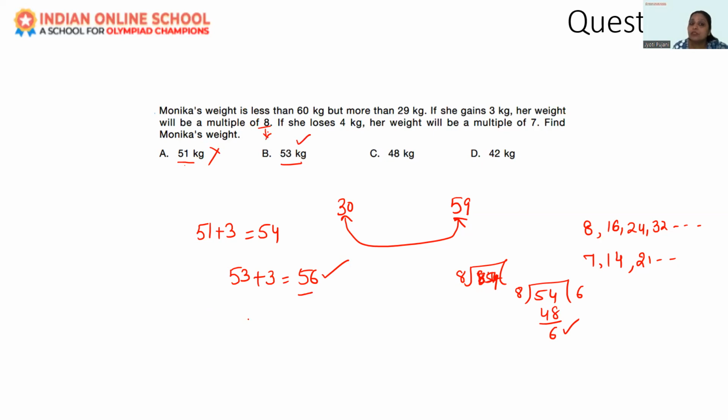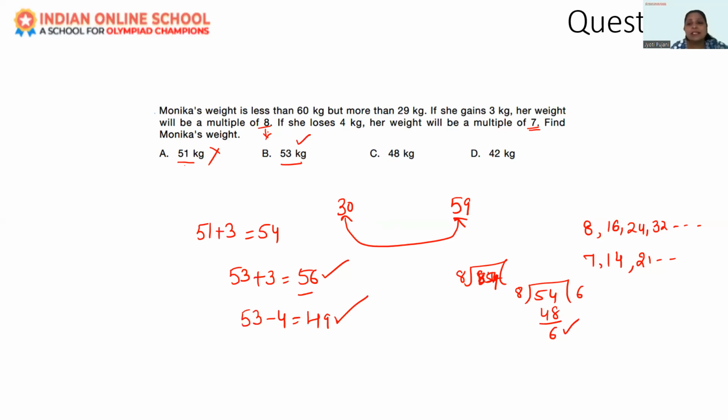Second, if she loses 4 kg, so 53 minus 4, it will become 49 kg. So 49 is also a multiple of 7. So it means it satisfies your second condition too. It means that's our answer. Got my point? So this is a very, very important trick to do this question.